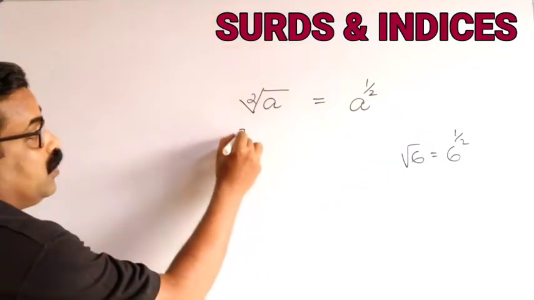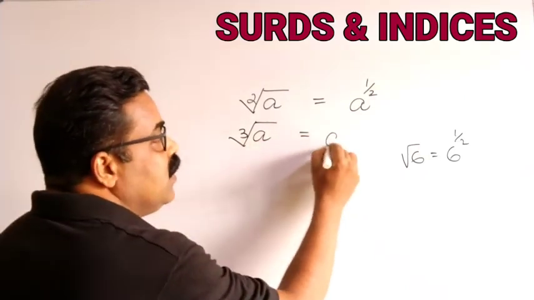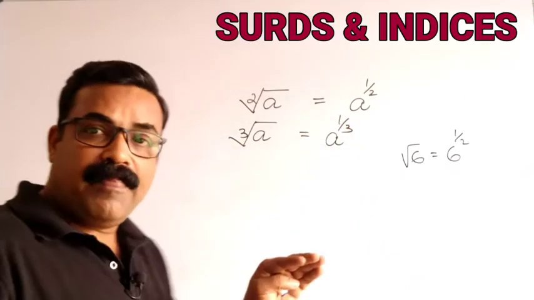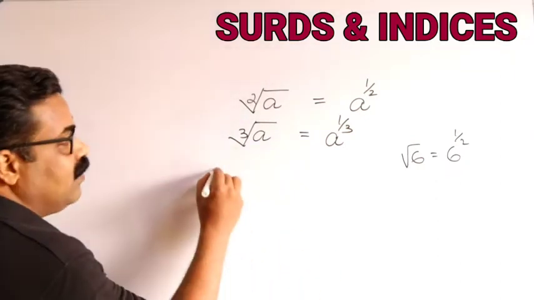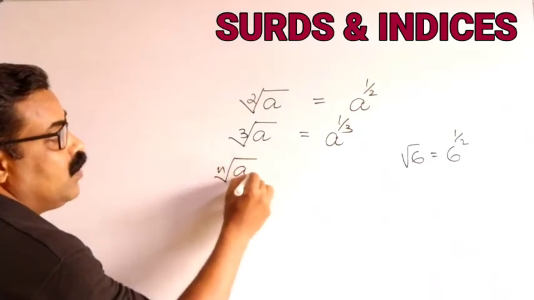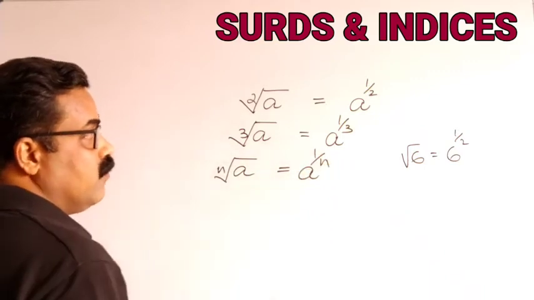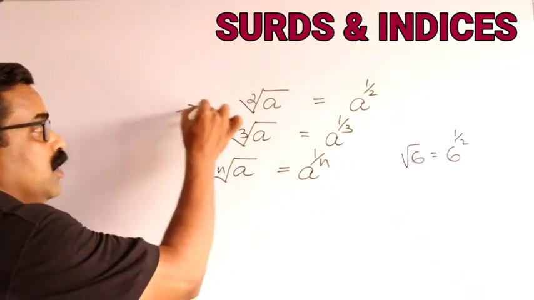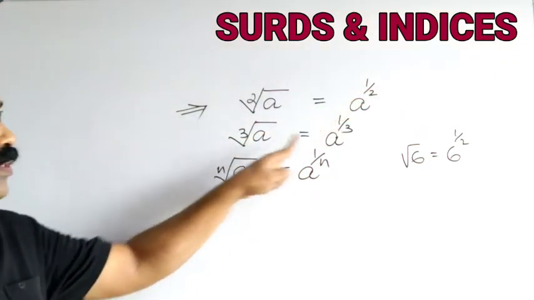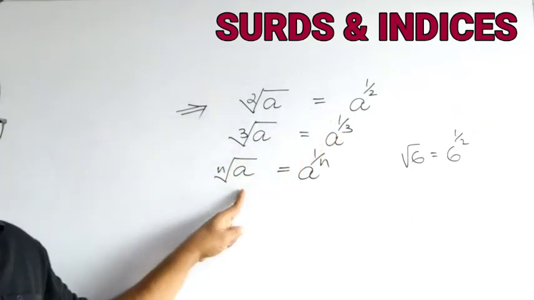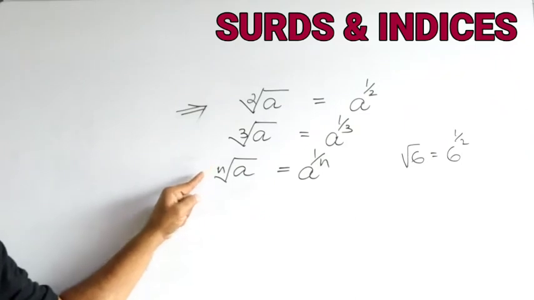Suppose I write cube root of any number a. So cube root of a number is written as a power 1 by 3. Similarly, in general terms, if I have nth root of a number a, then I can write it as a power 1 by n. One of the very important rules. Square root, a power 1 by 2, cube root, a power 1 by 3, nth root, generally a power 1 by n. This n can be any natural number.